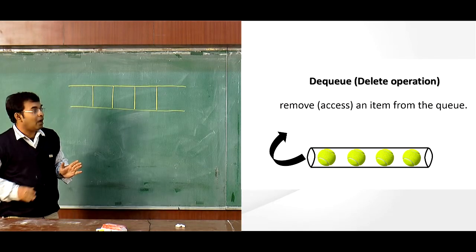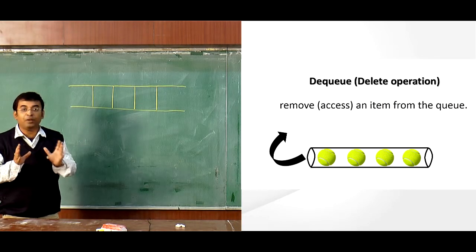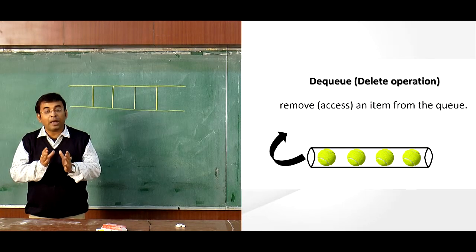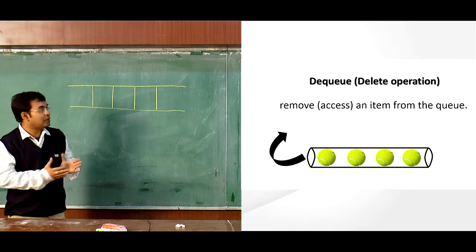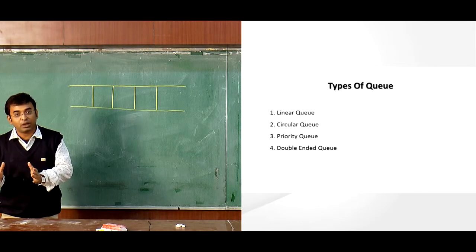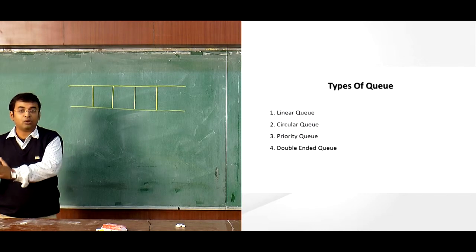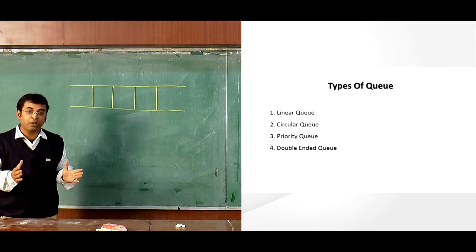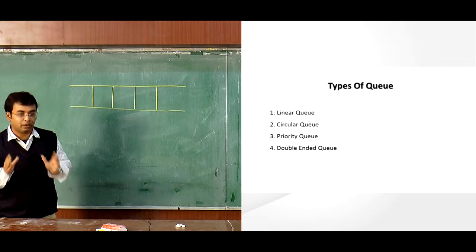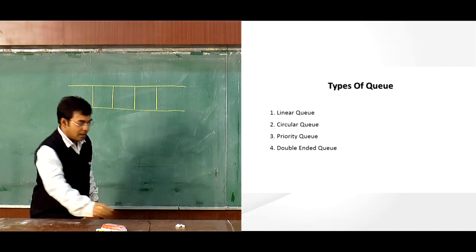Now this is all about the definition of queue and the understanding of queue. Now come to the different types of queues. There are 4 types of queues. One is called linear queue, number 2 is the circular queue, number 3 is the priority queue and number 4 is the double ended queue. Let us discuss one after another, first starting with linear queue.